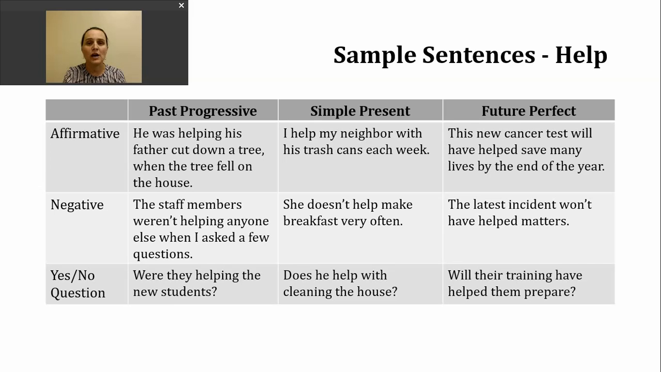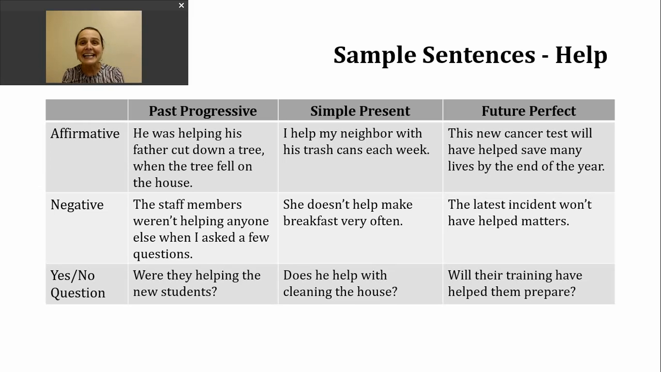To make past progressive, we're going to use the past tense form of be. That's was or were, and then we'll use the ing form of a verb. Let's make an affirmative or positive sentence in the past progressive. He was helping his father cut down a tree when the tree fell on the house. So there you can see was helping was the past progressive. It got interrupted by the action of falling. So we have the past tense here of fall, fell.